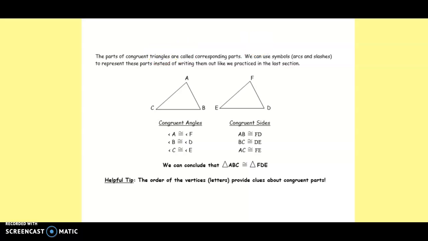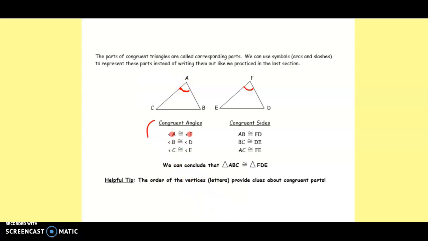So today we're going to look at symbols and geometric notations that represent these parts instead of writing them out by hand like we've practiced in other sections. So if we take a look here, it's going to tell us that we have angle A and angle F, they're congruent. And again, remember that means similar, equals. So we're going to use arcs to represent angles. So those would be symbols that look like an arc. They've got a rounded curve. So we're going to say angle A is congruent to angle F. And we can put that little arc symbol.